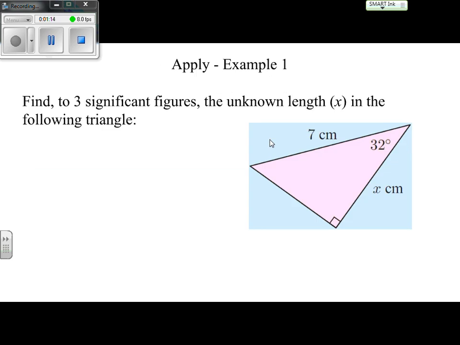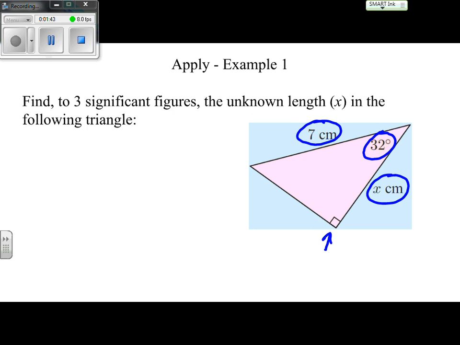when I'm setting up my equations. So our first example, we are going to find, correct to three significant figures, the unknown length, or x, in the following triangle. So what do we have here? We have one side that's labeled 7 centimeters. We have another side that they've labeled x to let us know that that's what we're looking for. And then they've given us one of the non-right angles, and of course we know it's a right triangle, so it has a 90-degree angle as well.